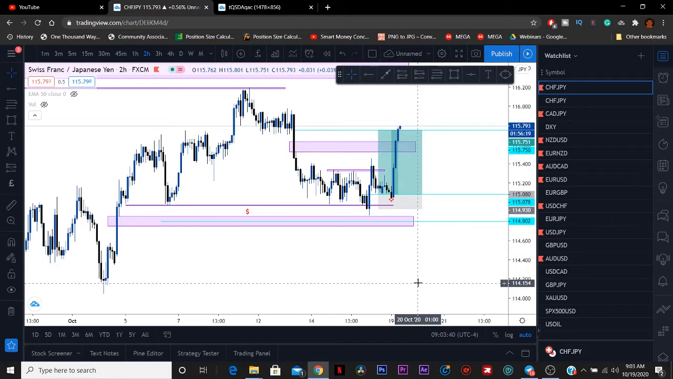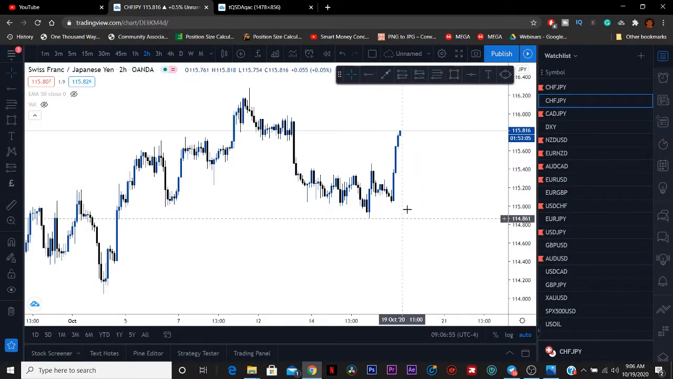We're going to be using the CHF JPY pair. Before I get into the chart here and mark this up and show you what I've seen, let's explain the order block.